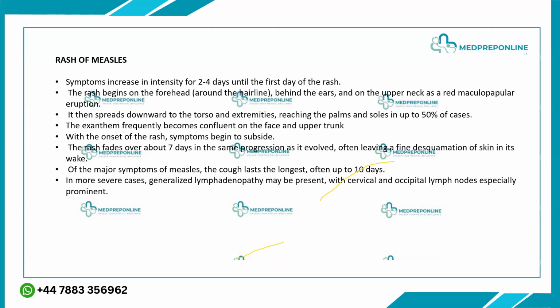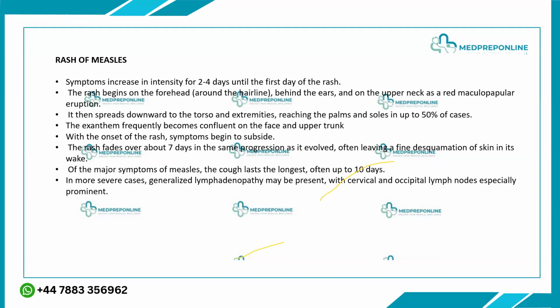And you also should know how each rash looks. So once it appears behind the ears or around the forehead, it then spreads downwards to the torso and extremities, reaching the palms and soles in up to 50% of cases. But in 50% of the cases, palms and soles are not involved. This rash can be called an exanthem. The exanthem frequently becomes confluent on the face and upper trunk.